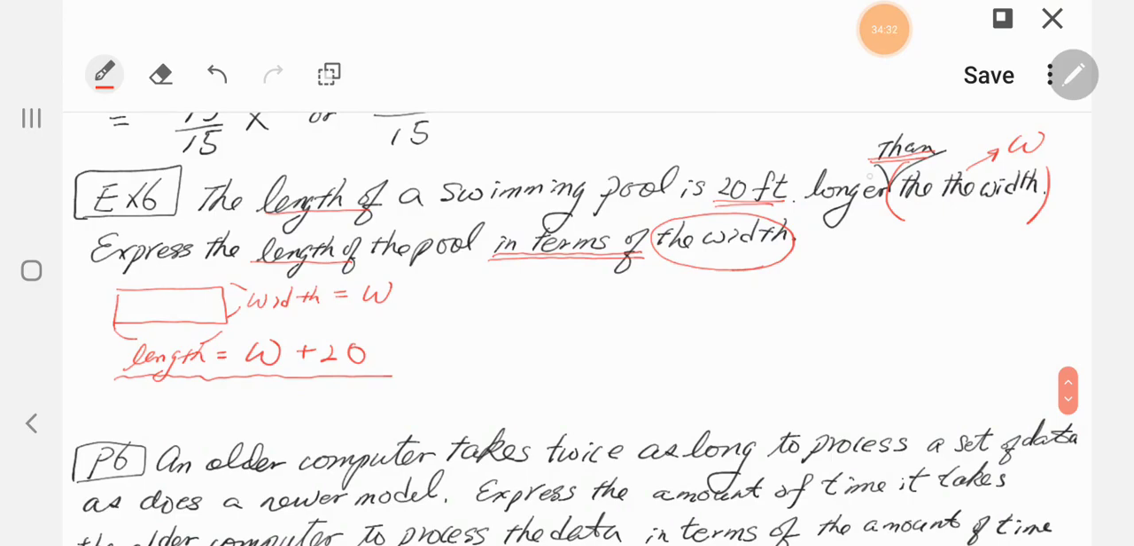All right. So always be careful. 20 feet longer than, then write down the second part first. If 20 feet less than, then the expression will be W minus 20. Not 20 minus W. Shorter than means subtract. So write down the second expression first. So 20 feet shorter than W means W minus 20. 20 feet longer than means plus, so W plus 20.